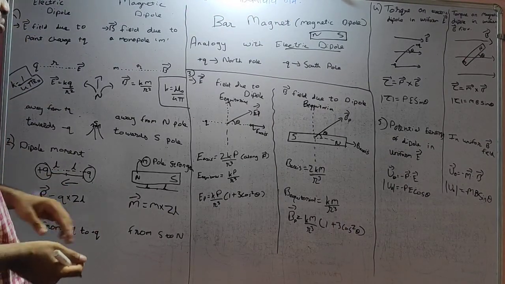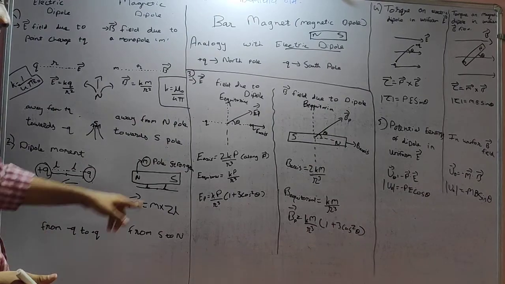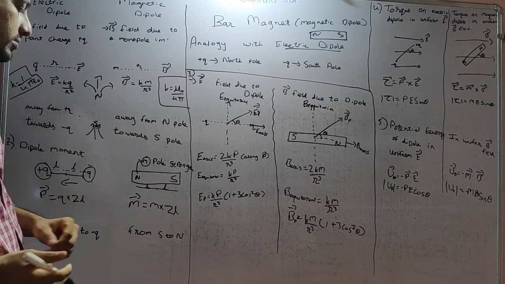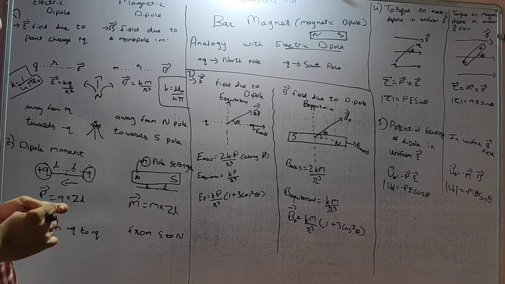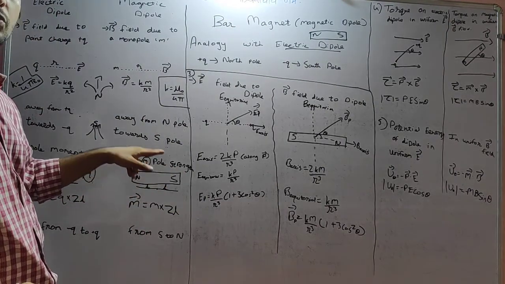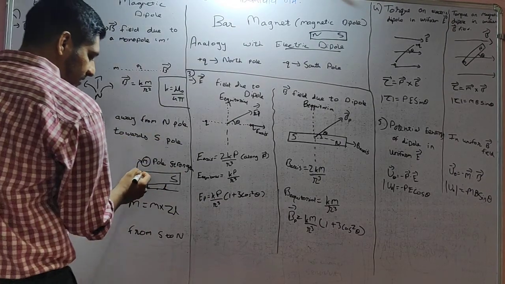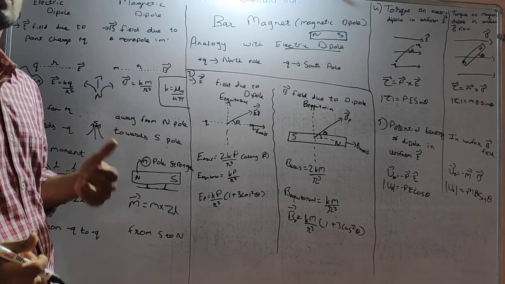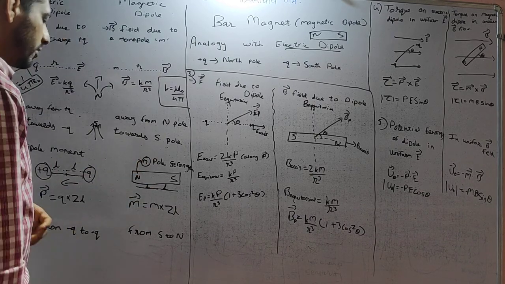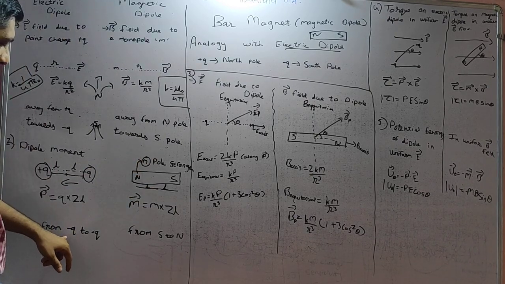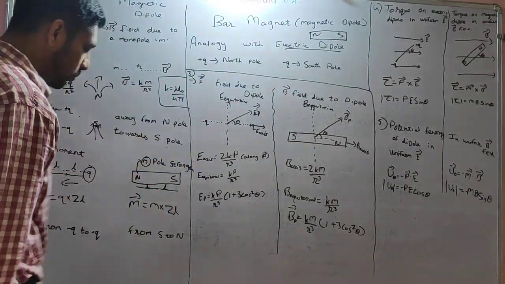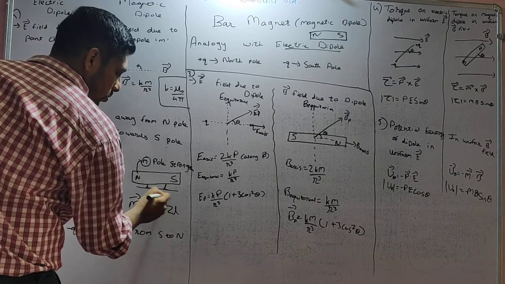Now if we move towards the magnetic dipole, we have a bar magnet which has a north pole and a south pole separated by a distance 2L. To find the magnetic dipole moment, we can write M equals m into 2L, where m is the pole strength, the strength at the pole, which acts like a charge. The amount of power the charge has is the amount of power the pole has. The direction is the same as in the electric case, from negative to positive, which means from the south pole to the north pole.